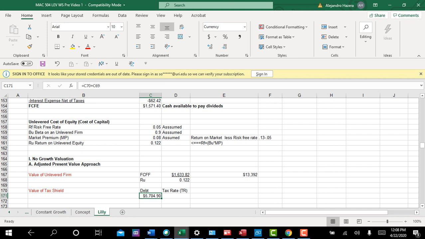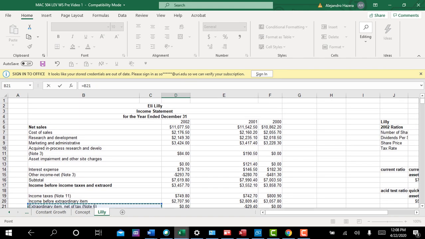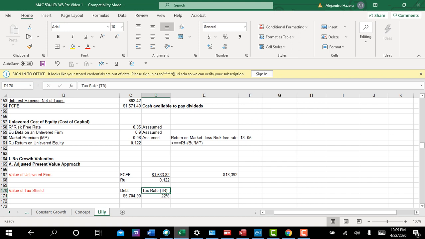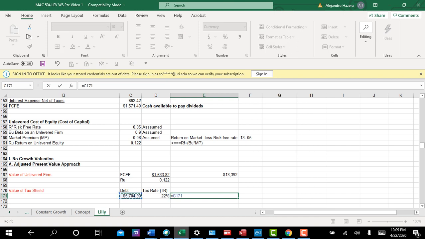Okay, and then we're just going to multiply it times the tax rate, and the tax rate is all the way up here. I think it's 0.22. So there's your tax rate, 0.22. It's in the ratios way up, you just go almost to the first row. And then if we multiply the value of the debt times the tax rate, what we get is a value of about $1.2 billion, assuming these aren't billions.